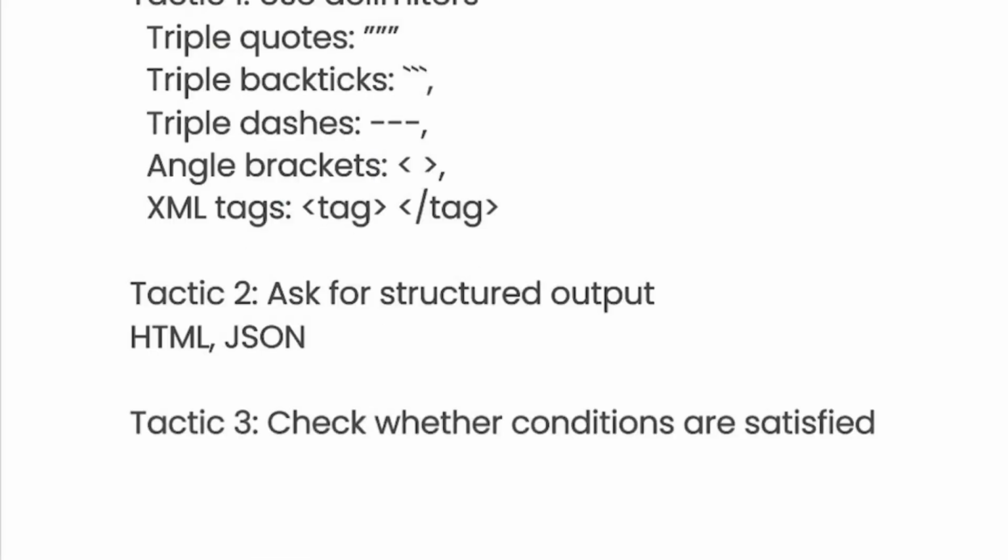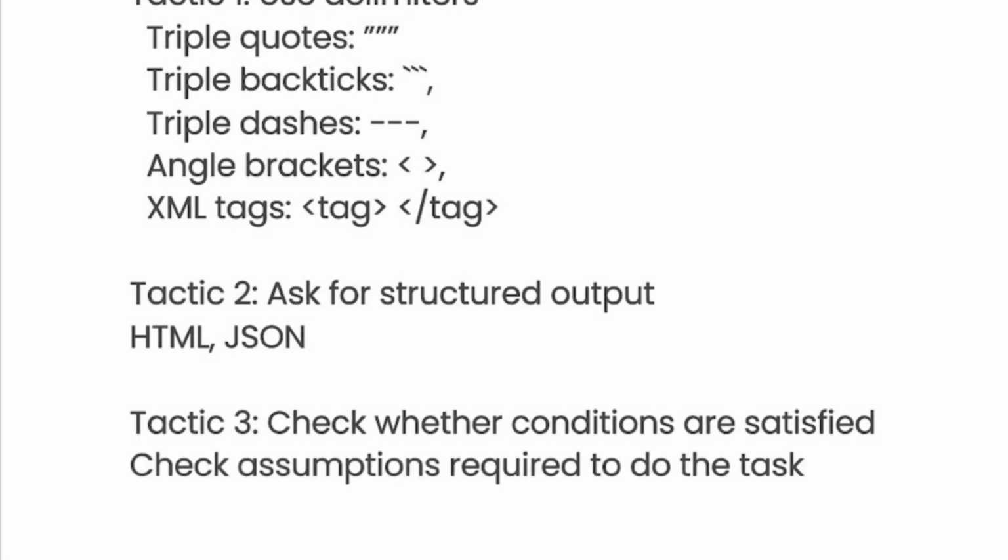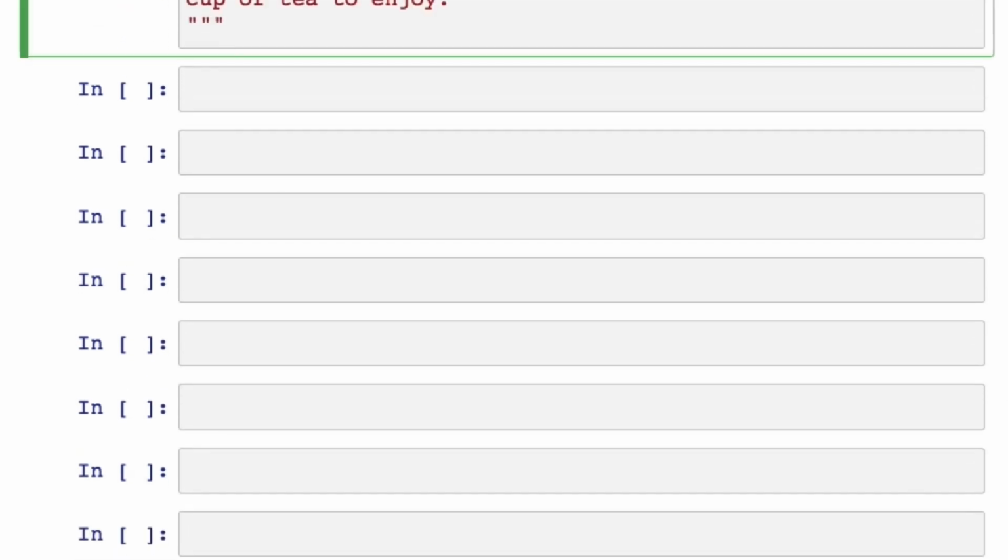The next tactic is to ask the model to check whether conditions are satisfied. If the task makes assumptions that aren't necessarily satisfied, then we can tell the model to check these assumptions first, and then if they're not satisfied, indicate this and stop short of a full task completion attempt. You might also consider potential edge cases and how the model should handle them to avoid unexpected errors or results. So now I will copy over a paragraph, and this is just a paragraph describing the steps to make a cup of tea. And then I will copy over our prompt.